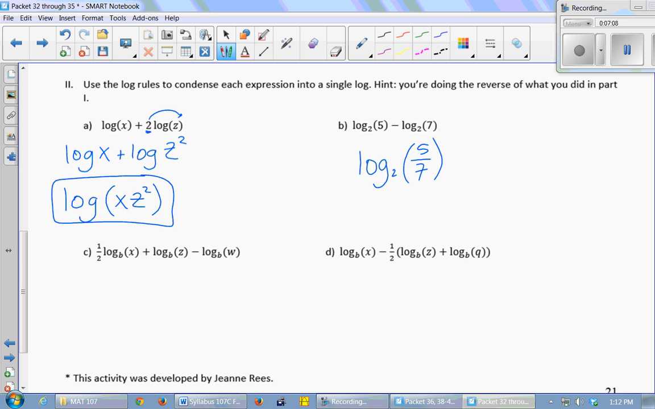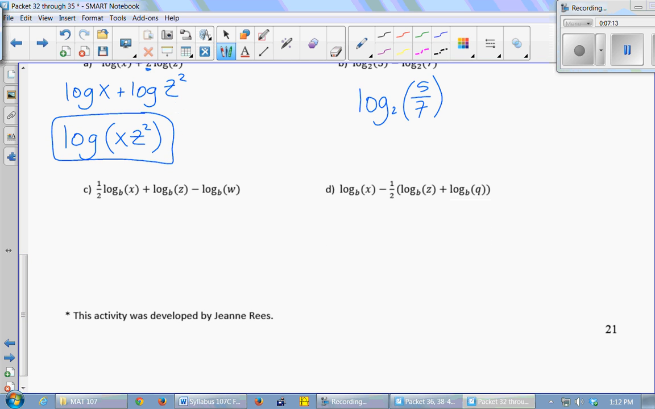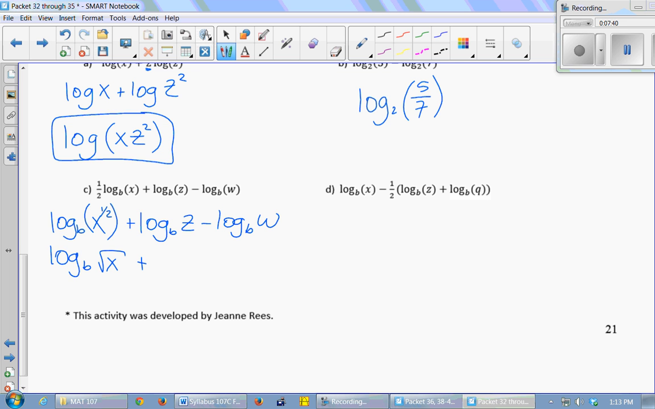All right, then we'll do one complicated one. Look at C. So I have a 1/2 in front. That means I could raise it to the 1/2 power. So this would be log base b of x to the 1/2 plus log base b of z minus log base b of w. But x to the 1/2, we could write that as the square root of x. So this is log base b of square root x plus log base b of z.